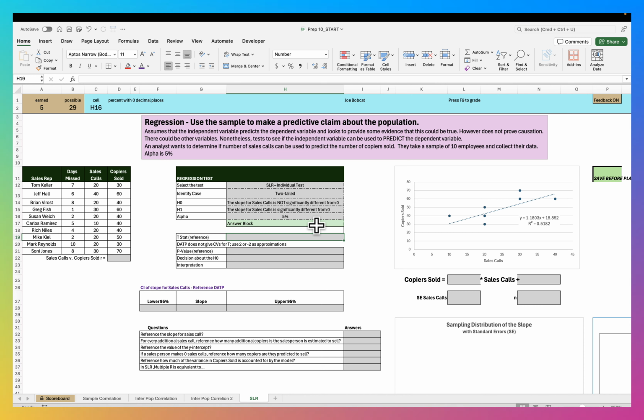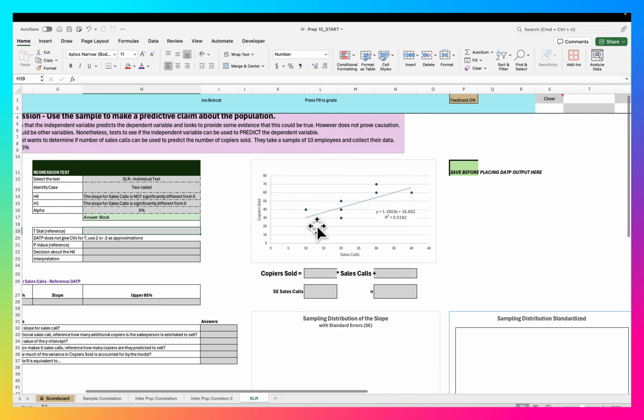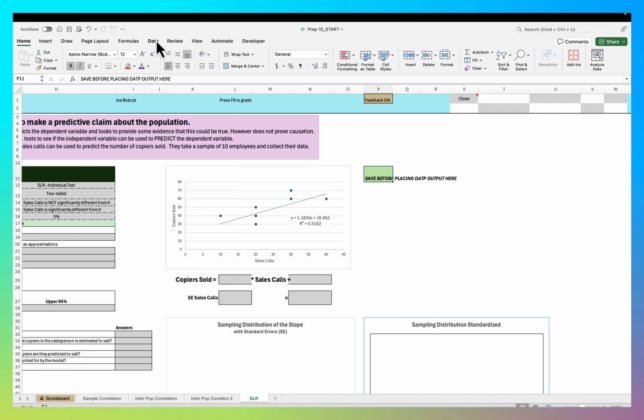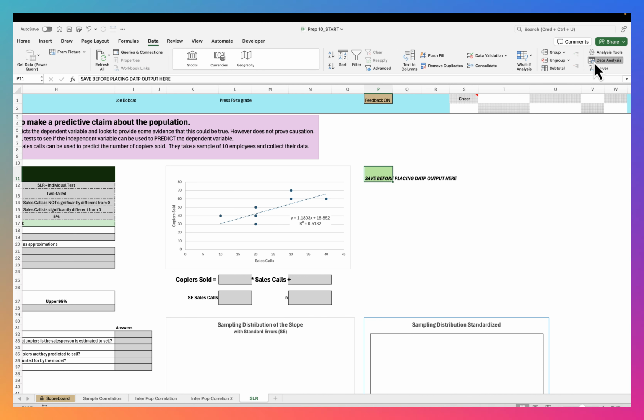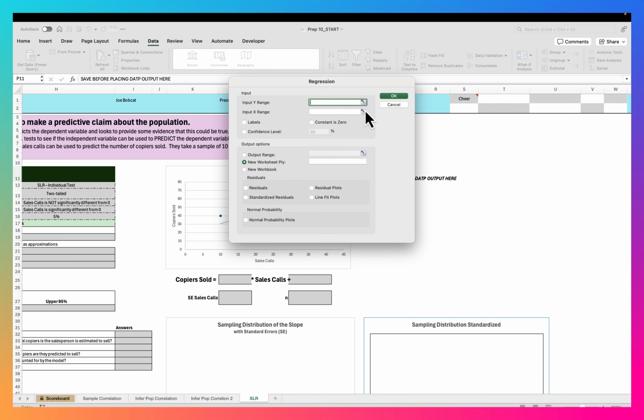All right, the t-stat. Now this says reference, because now instead of doing calculations in this one, we're actually going to use the data analysis toolpack to do the calculations for us, because the calculations in regression get a little bit hairy. So we go ahead and go back to data analysis. This time it's not correlation, it's regression. Then we pick the y range. Remember, y is the dependent variable. What's on the y-axis? In this case, it's copiers sold.